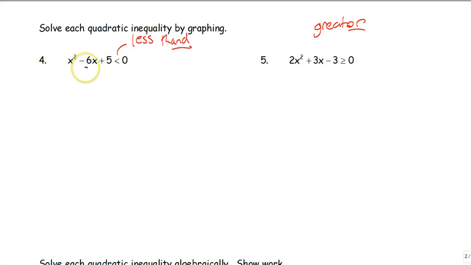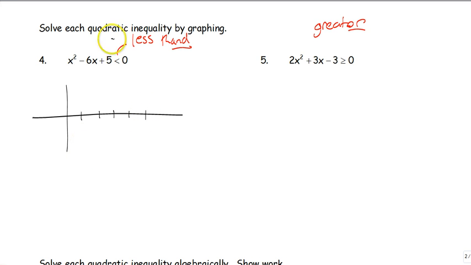So that means I just want x values. I don't care about the y values. So my answer is going to be a number line, but you can use the quadratic to figure out how to do it. So to graph it, use your graphing calculator. You can just sketch these. And when you use your graphing calculator, you find that the zeros are at 1 and 5.